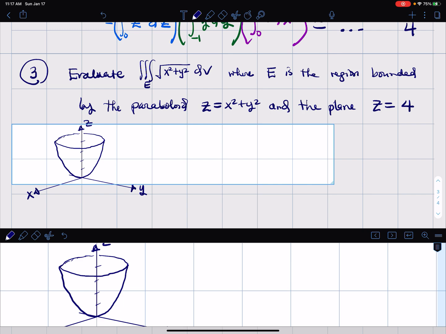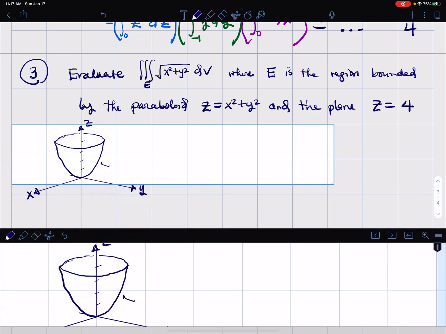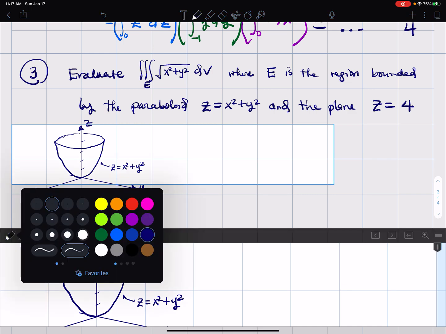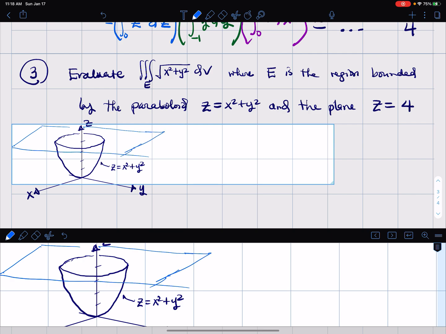All right? This is a paraboloid, z equals x squared plus y squared. And then there is a plane over here at z equals 4, where z is equal to 4. So this is a plane at z equals 4, right?